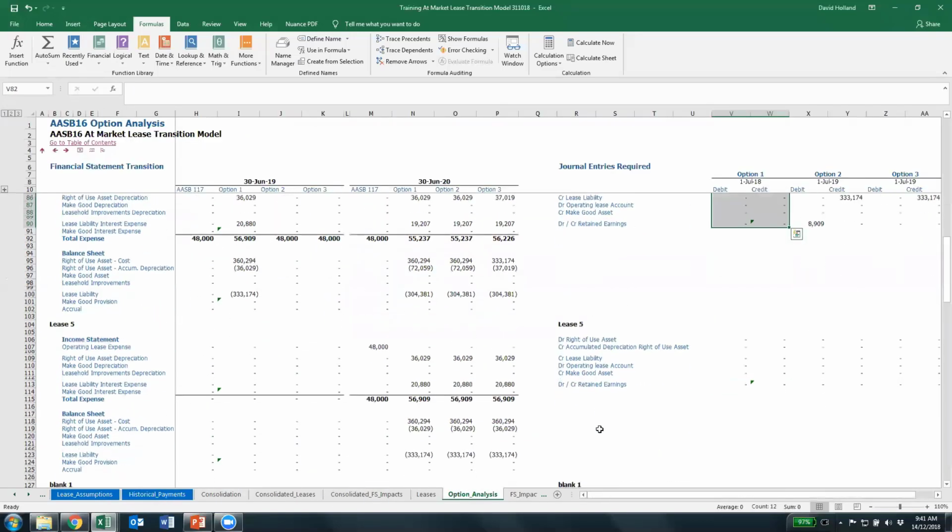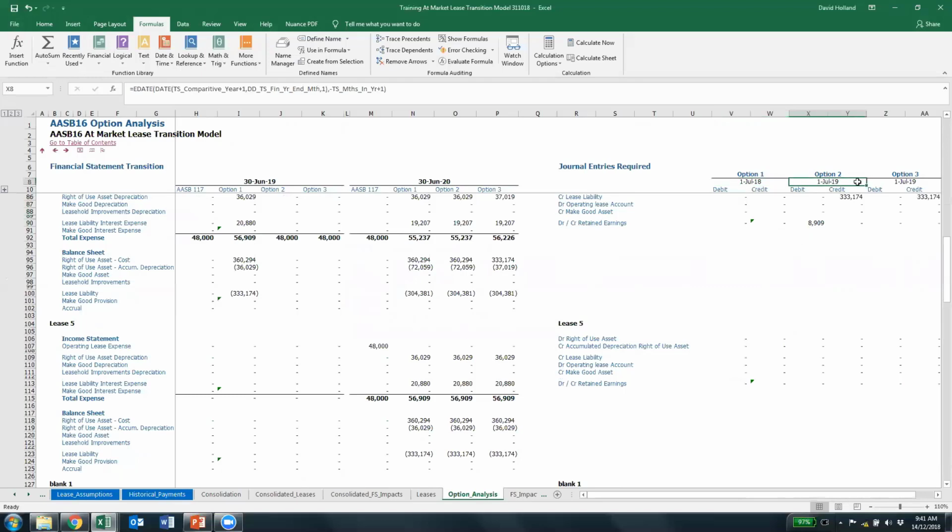And if you go to the option analysis tab, you'll see because it started on 1 July 2019, it's actually post all of the transition options. So there are no transitional journal entries. There's no 2019 comparative information because it started after that, but there is information at year end for 30 June 2020. And the results are the same under option 1, 2, and 3 because there was no transitions.